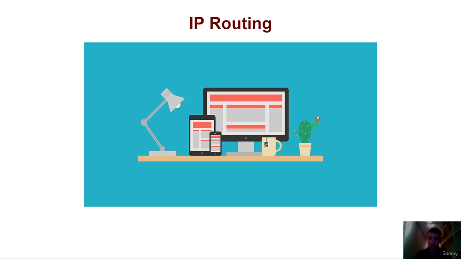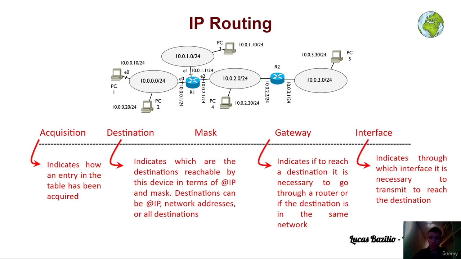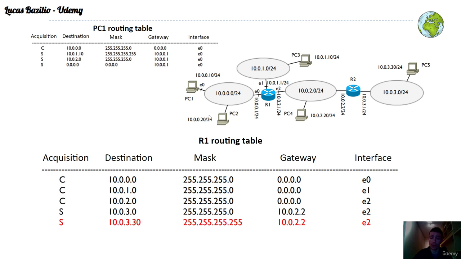Hey everyone, in this lesson we are going to continue to study IP routing. In the previous lesson we saw that routing was the manner in which datagrams walk over the networks. We also introduced the routing table, and given this network structure we saw the routing table of PC1, for instance, and also the routing table of the router R1, right? This is what we saw in the previous lesson.